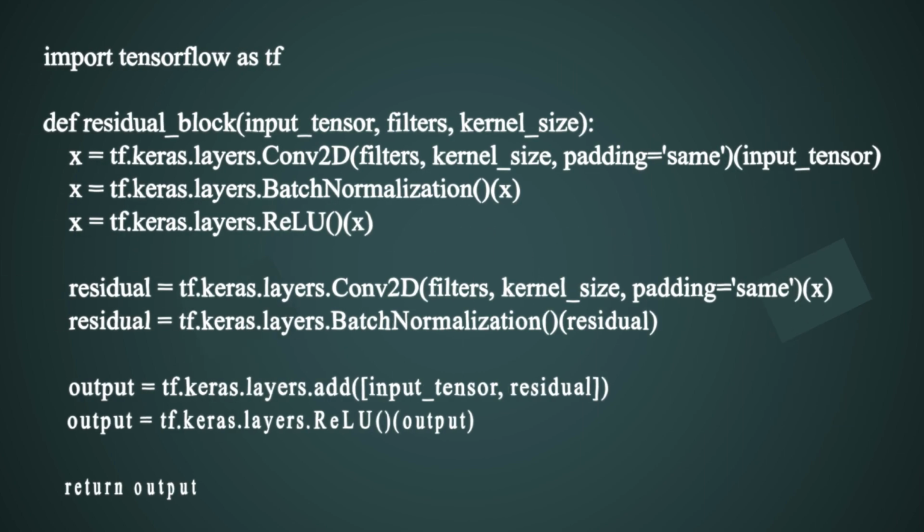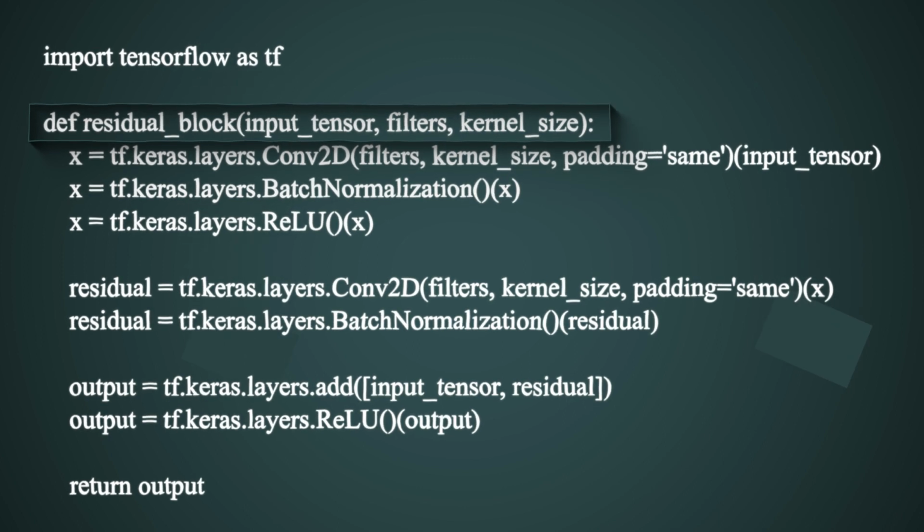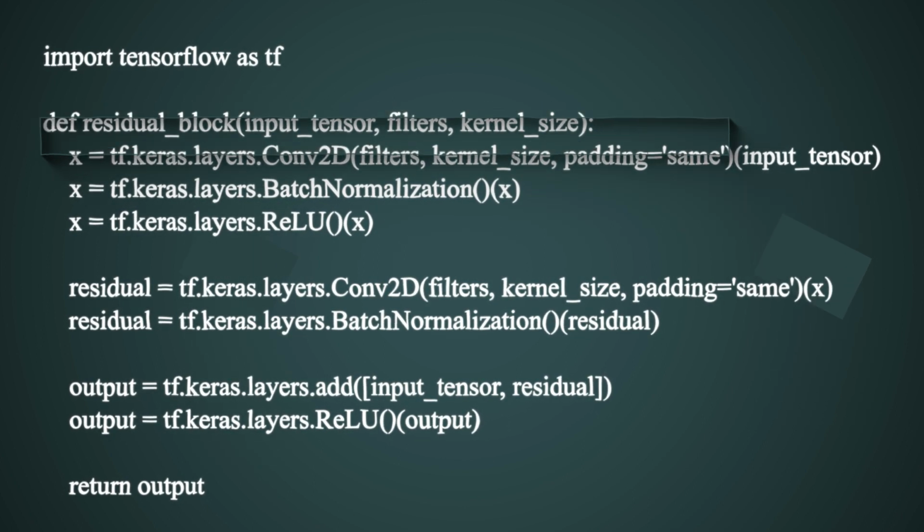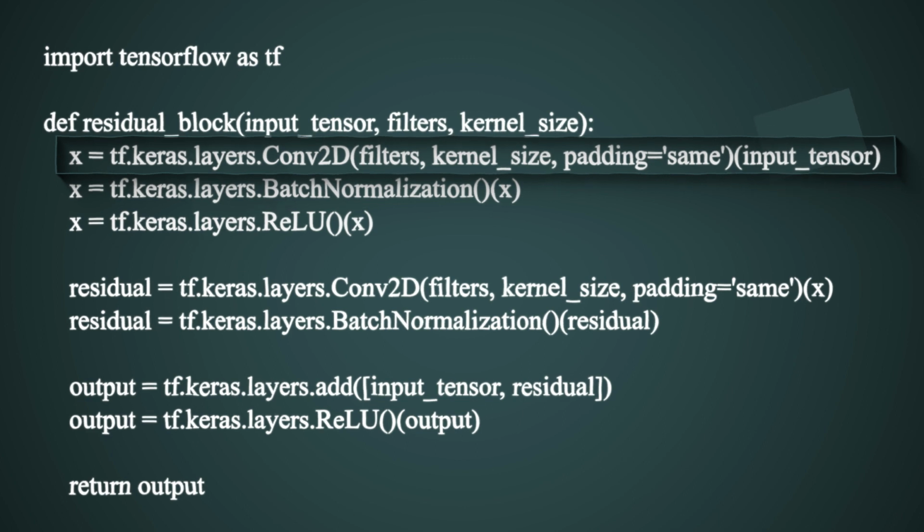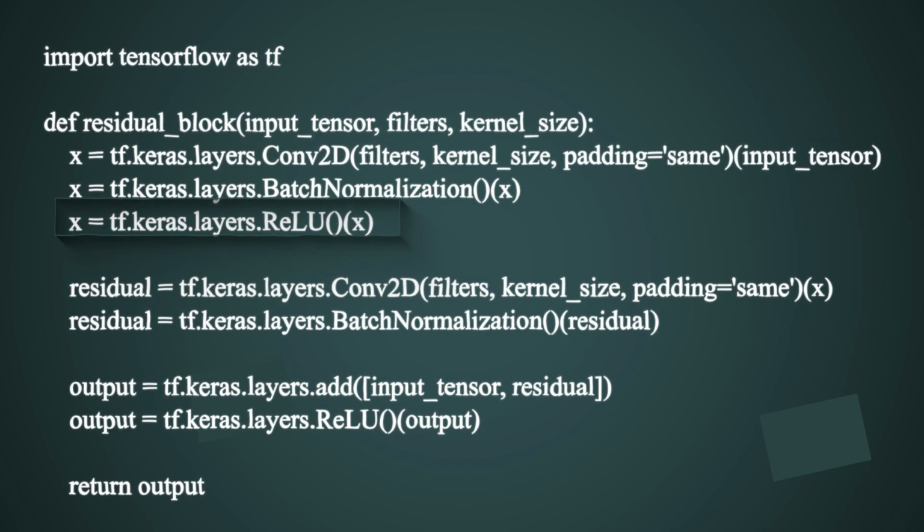First, we define a function called residual_block that takes three parameters: an input tensor, the number of filters, and the kernel size. These are the basic settings for our convolutional layers. Then, we apply some operations to the input tensor to create a new tensor called x. We use convolution, batch normalization, and ReLU activation to extract some features from the input.